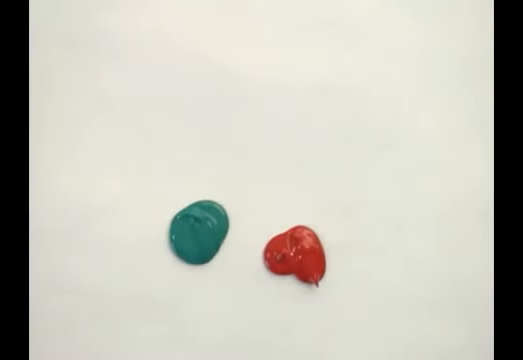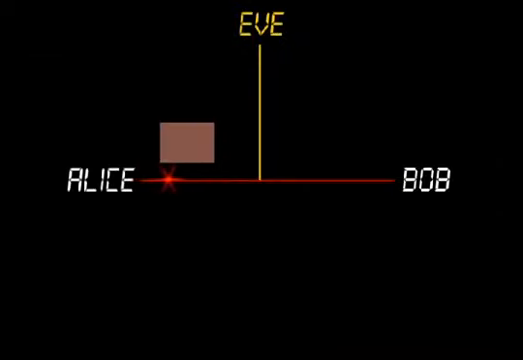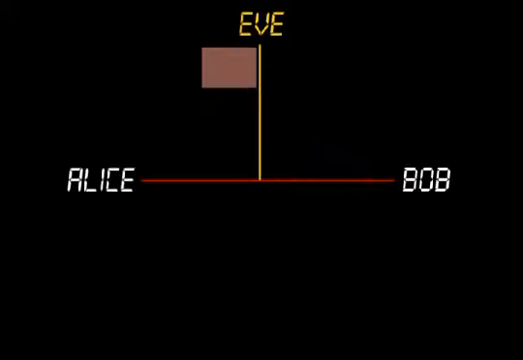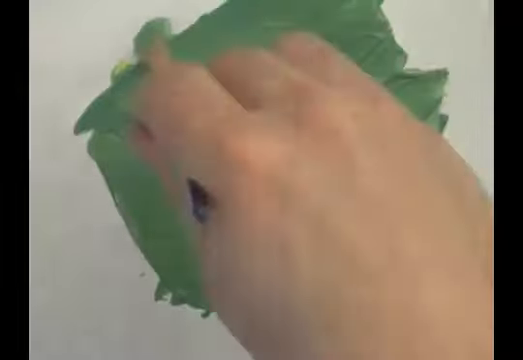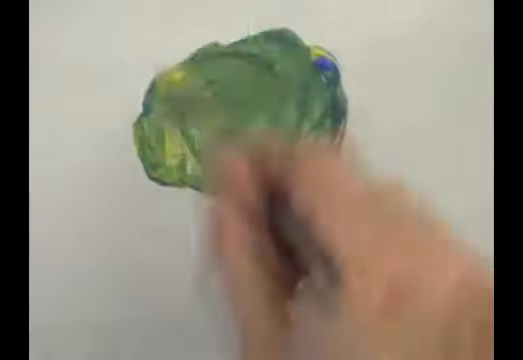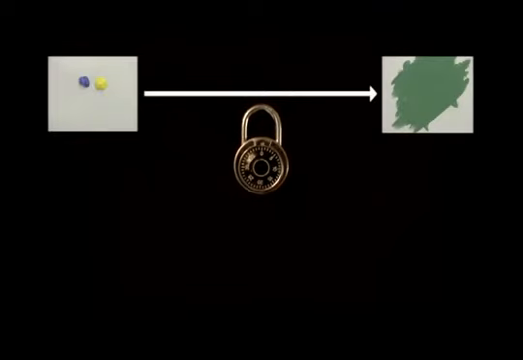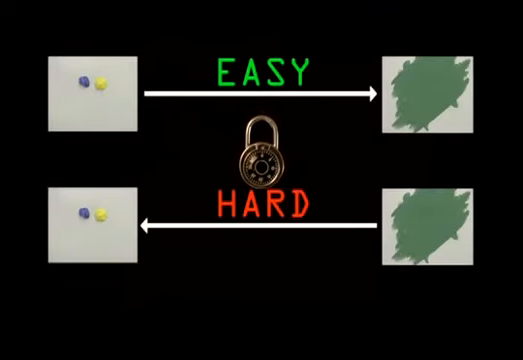How is this possible? First, let's explore how this trick is done using colors. So how could Alice and Bob agree on a secret color without Eve finding it out? The trick is based on two facts. One, it's easy to mix two colors together to make a third color. And two, given a mixed color, it's hard to reverse it in order to find the exact original colors. This is the basis for a lock, easy in one direction, hard in the reverse direction. This is known as a one-way function.